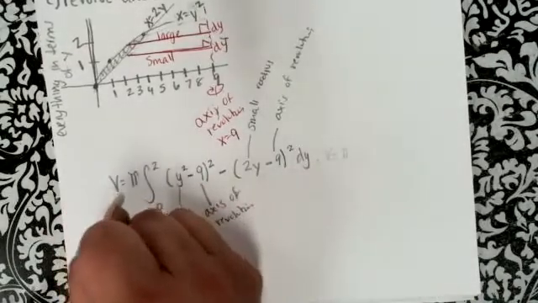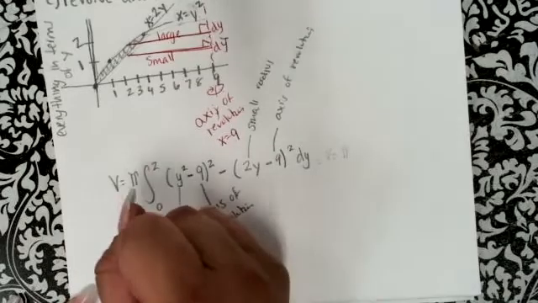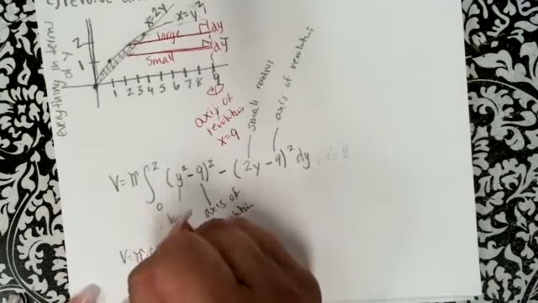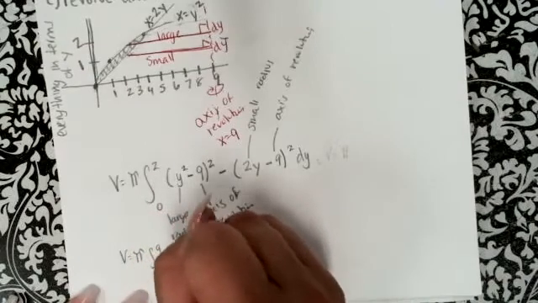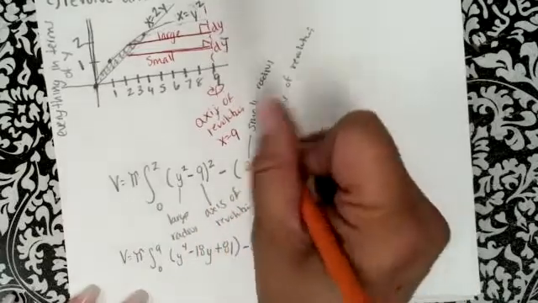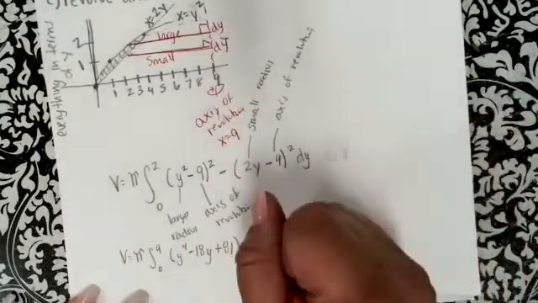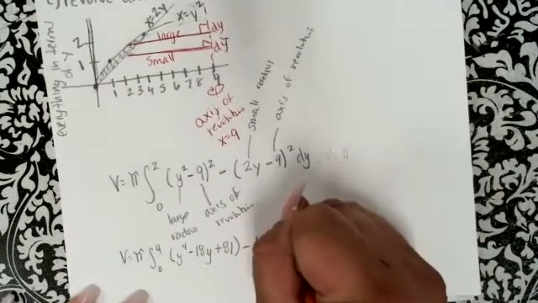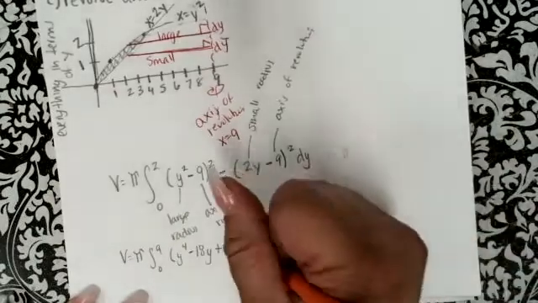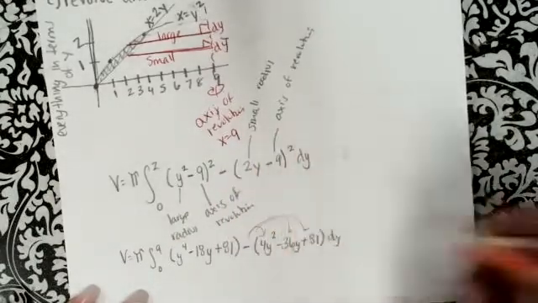Actually, let me write down the next line. Okay, I missed space there. So simplifying this, that's going to be a y to the fourth minus 18y plus 81. That's going to be a 4y squared minus 36y plus 81. Distribute the negative.